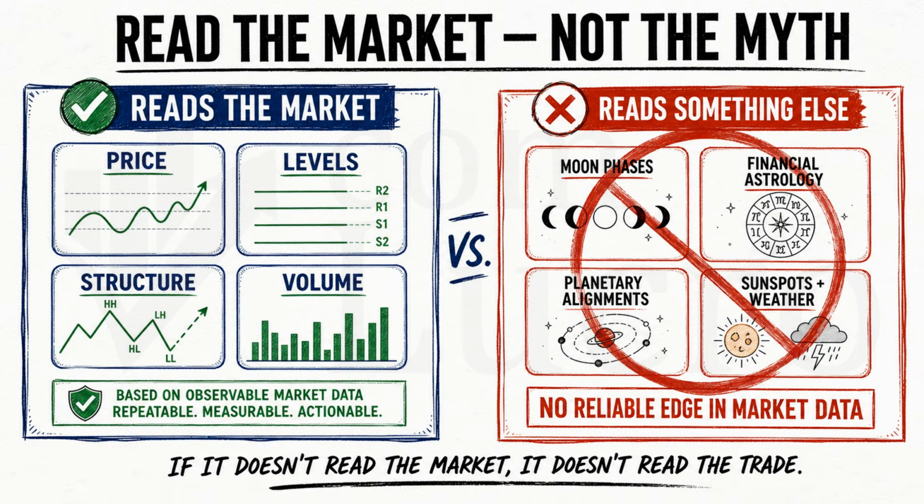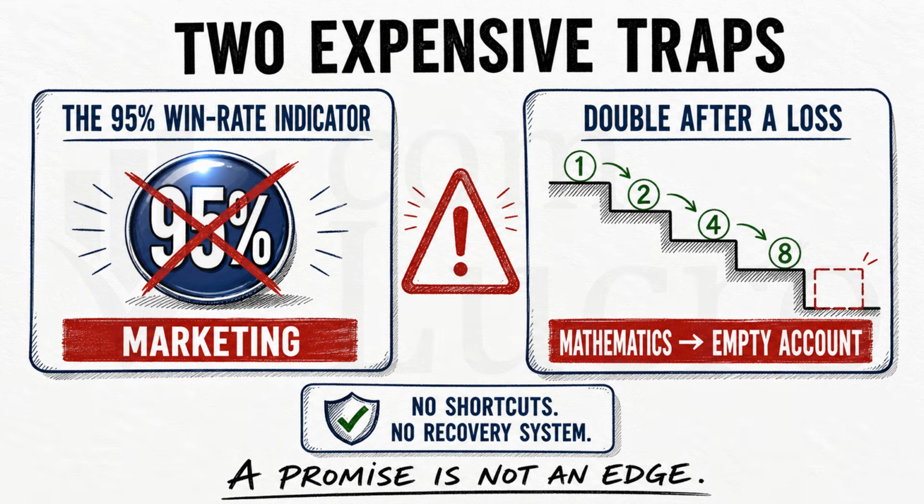Before we close, a short warning, because this one will save you money. Everything we covered today reads the market itself: price, levels, structure, volume. There is another category being sold to traders that reads something else entirely: trading by moon phases, financial astrology and planetary alignments, sunspots and weather cycles. None of these have ever shown a reliable edge in real market data, and none of them are looking at the market at all. And add two more to that list that are not mystical, just expensive: the indicator sold to you with a 95% win rate, and any recovery system that tells you to double your position after a loss to win it back.